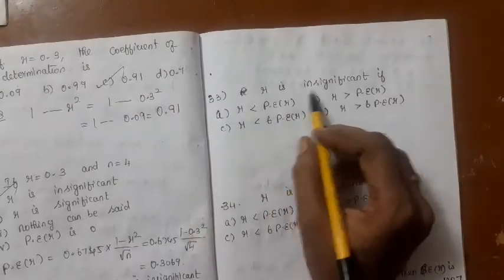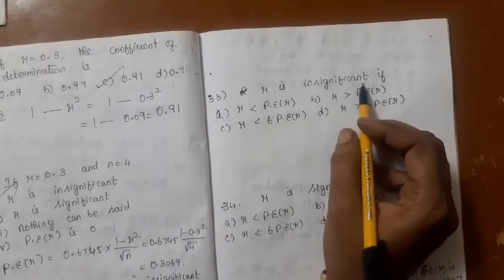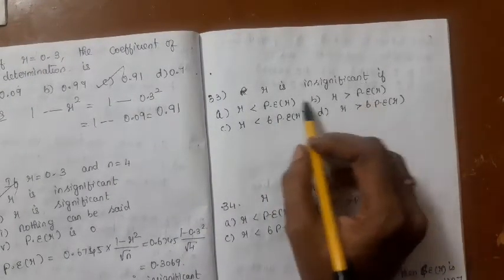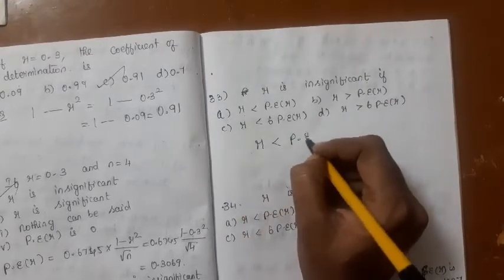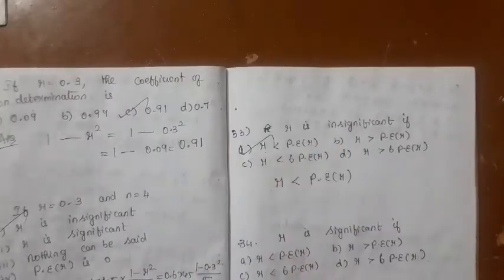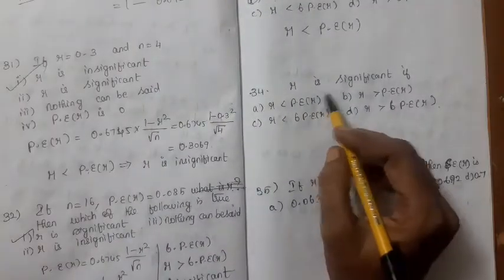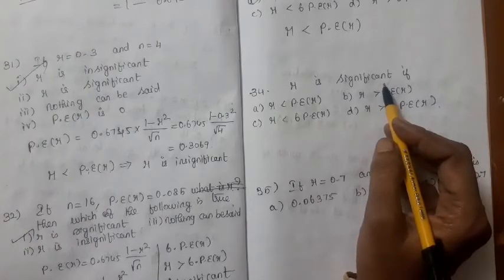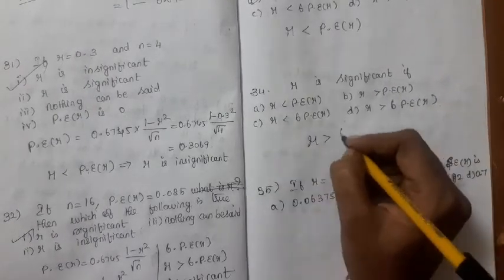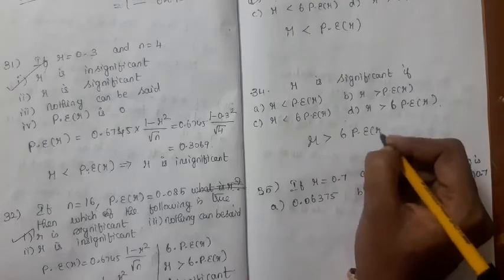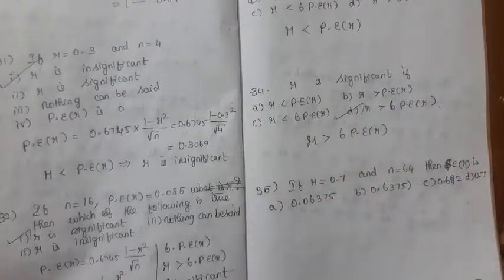Now, if R is insignificant, which of the following is true? If R is insignificant, R is less than probable error of R. So option A is the right answer. If R is significant, then which of the following is true? This is true. R is greater than 6 into probable error of R. Option D is true. Okay.